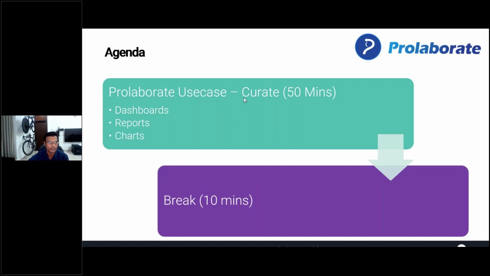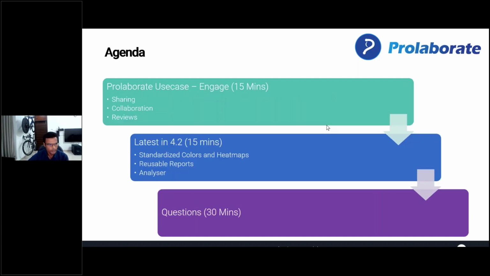So curation is one important phase. Prolaborate presents a variety of options for us to take the EA model information and present it. I'll be going through that in a fair bit of detail, and in each of these sessions I'll be showing you the actual product and how to use it as well. So it's not just going to be a presentation or a PPT walkthrough.